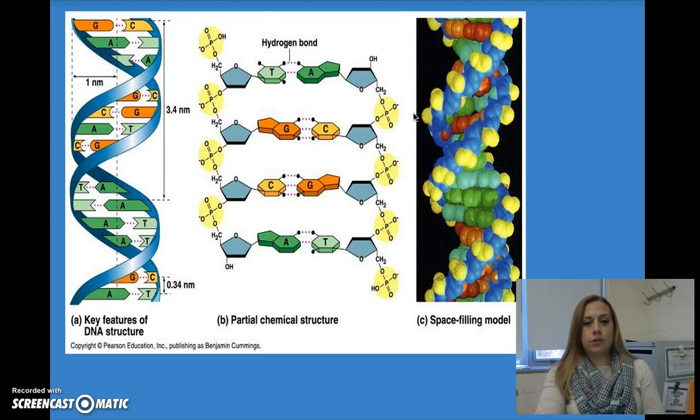This is just 3 different ways of representing DNA. So this one is a little bit easier to see sort of what this overall structure looks like, because you can see the double helix, so essentially taking that ladder and twisting it. Here you have the chemical structure, so a little bit more detail in terms of where things are bonded and how things are bonded. And then you have your space filling model.